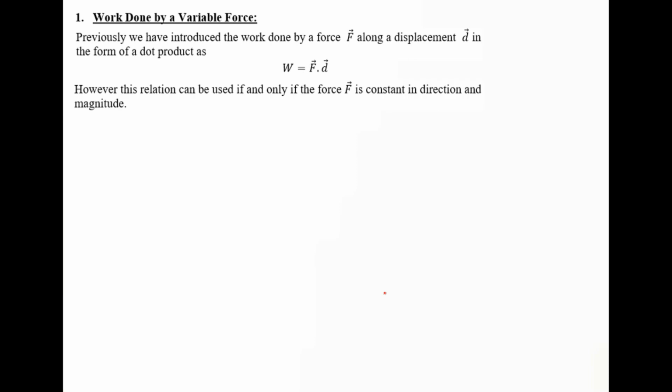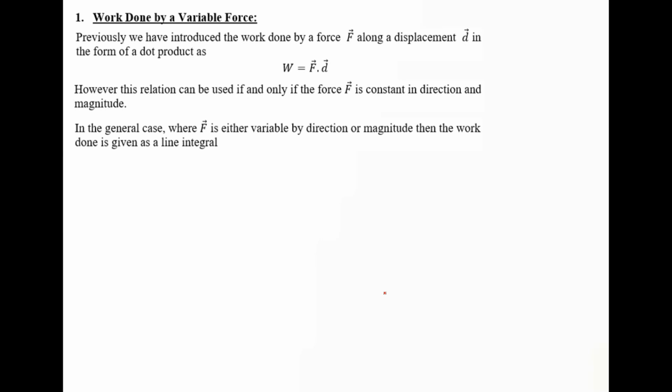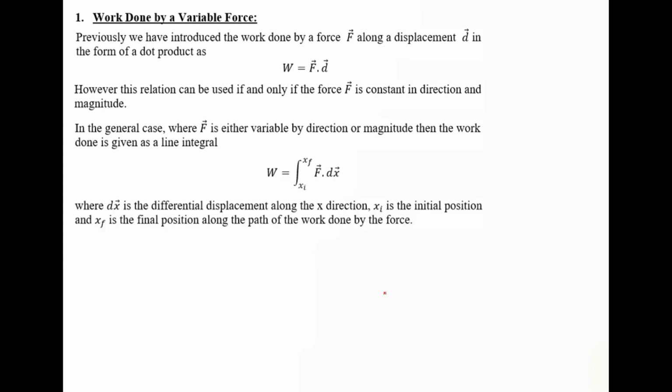Previously we have introduced the work done by a force F along a displacement D in the form of a dot product as work is F dot D. However, this relation can be used if and only if the force F is constant in direction and in magnitude. In the general case where F is either variable by direction or magnitude, then the work done is given as a line integral, where dx is the differential displacement along the x direction, xi is the initial position, and xf is the final position along the path of the work done by the force.